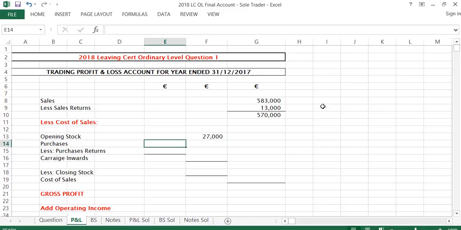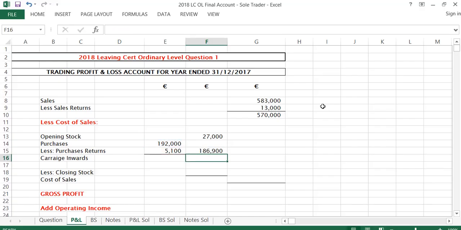We're going to have purchases, less returns if there are any. So from the trial balance again, purchases are 192,000. And we're going to take away purchases returns, or returns outwards, of 5,100. Sometimes there may not be, but if there are purchases returns, they have to be taken away.